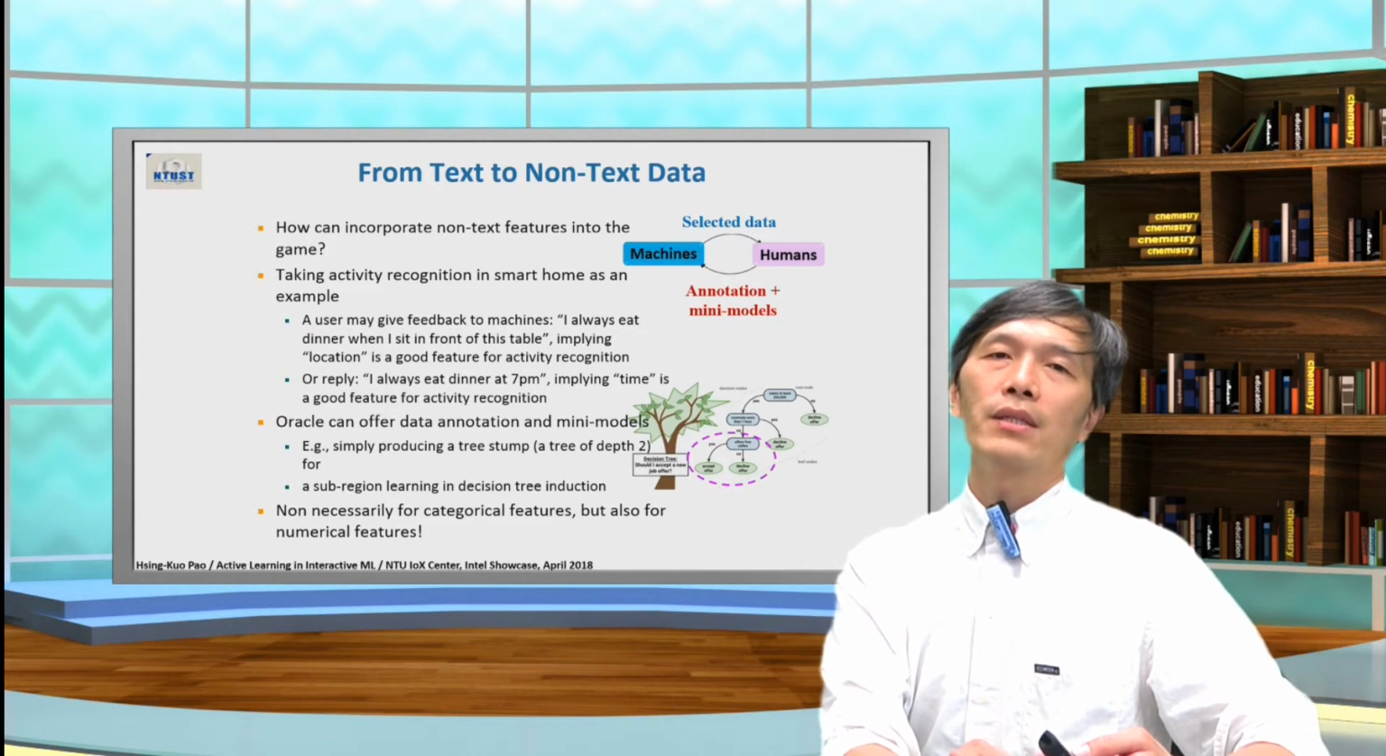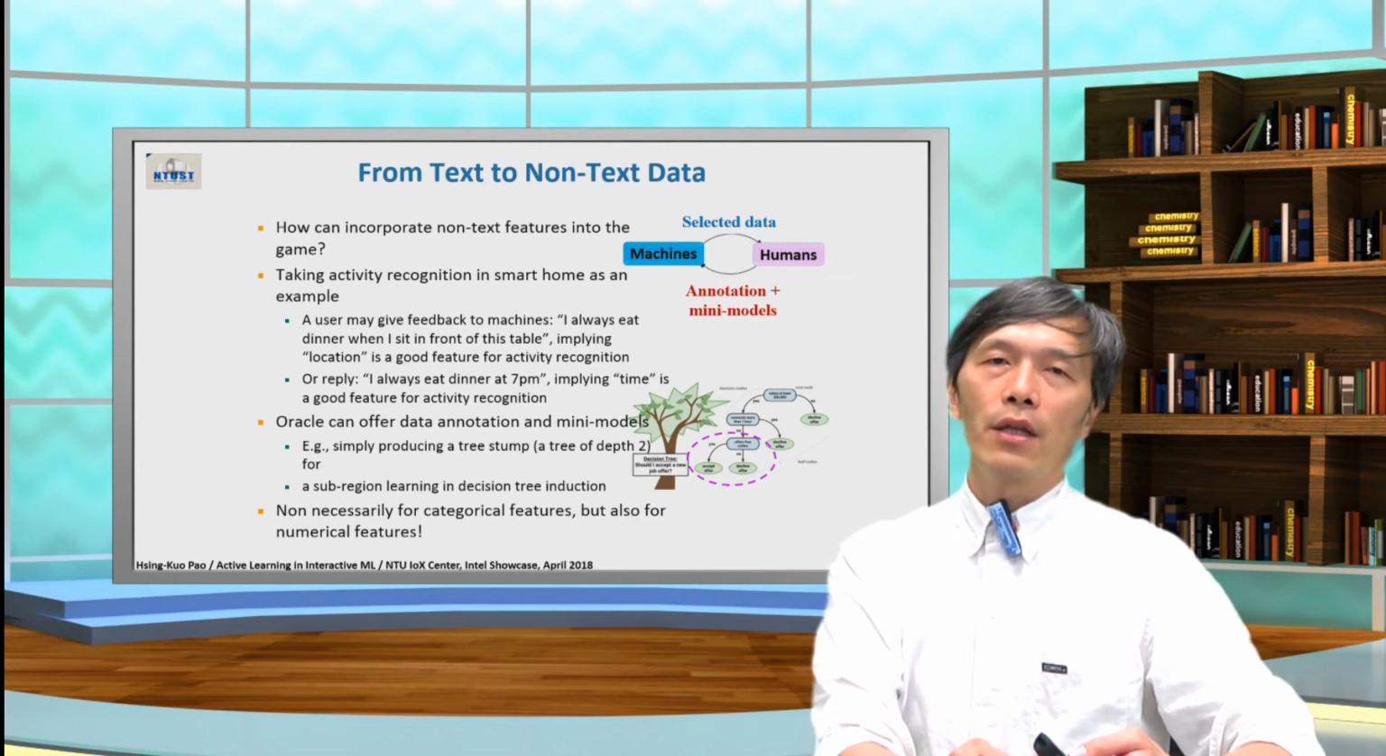What the user means is that the location is very important to decide the activity, which means that if we know the location is near this table, then we can almost conclude that the user is eating at that moment. So that's one thing: the location is a very important feature in this case. On the other hand, the user may reply that I'm always eating at 7 p.m.